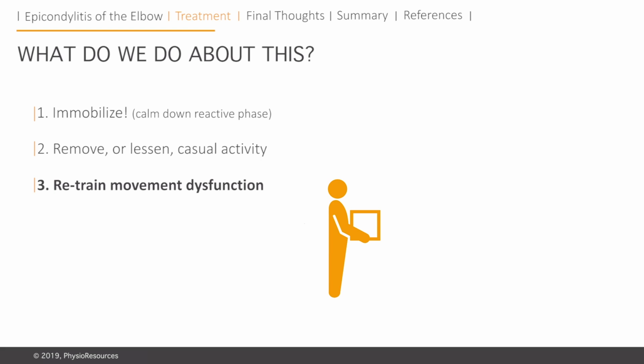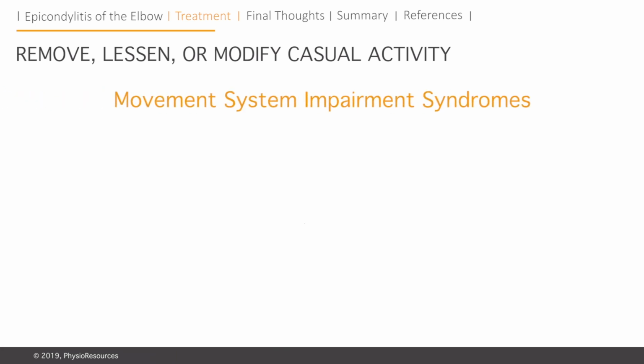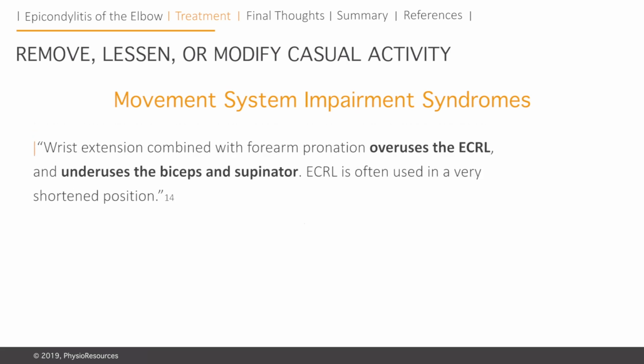Let's get a bit more specific on this topic using our example of tennis elbow. With lateral epicondylitis, recall that the principal muscles that tend to be involved are the extensor carpi radialis longus and the extensor carpi radialis brevis. In the book Movement System Impairment Syndromes, written by Dr. Shirley Sahrmann and Associates, Dr. Sahrmann notes that wrist extension combined with forearm pronation overuses the extensor carpi radialis longus and brevis, and it underuses the biceps and the supinator muscles.